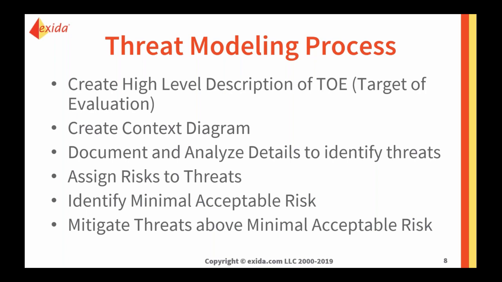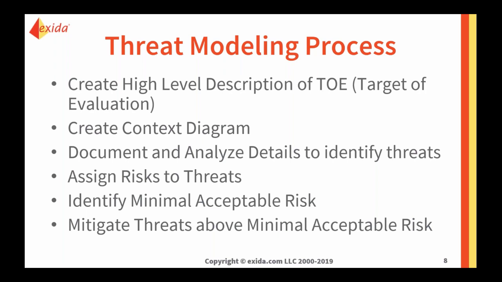Then the next step is you're going to document and analyze details to identify threats. And so this is probably the most critical part of threat modeling, is coming up with the threats to the system. And there's a number of different ways that you can do this, and we recommend that you try multiple different ways. And so we're going to talk about what those different ways are. Each of those ways kind of gives you a different view of the system, if you will, and allows you to think of different types of attacks based on those views that you're looking at.